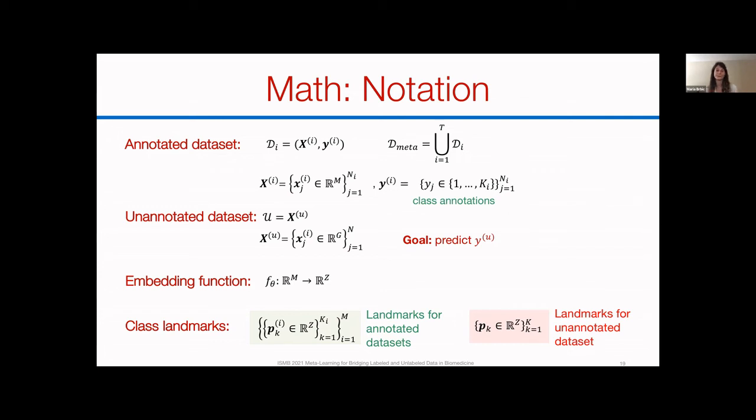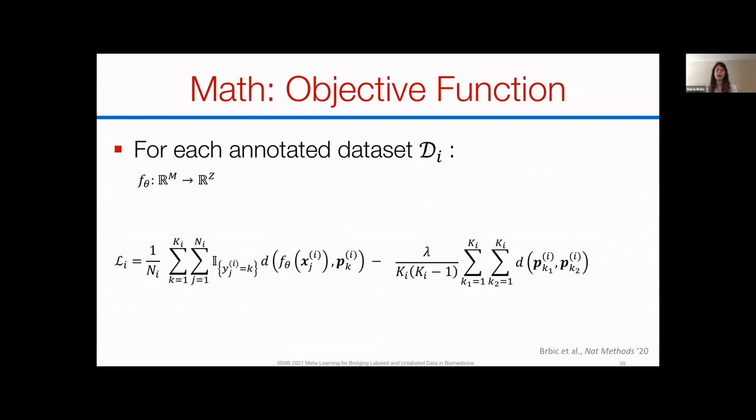Recall that for each annotated experiment, we want to force data points to be close to their ground truth landmarks, and also separate landmarks to be far apart from each other. So let's write this mathematically. For each annotated dataset D_i, we will first force samples close to their ground truth landmarks. For each data point, we will look at the distance to the ground truth landmark in the embedding space defined by f theta.